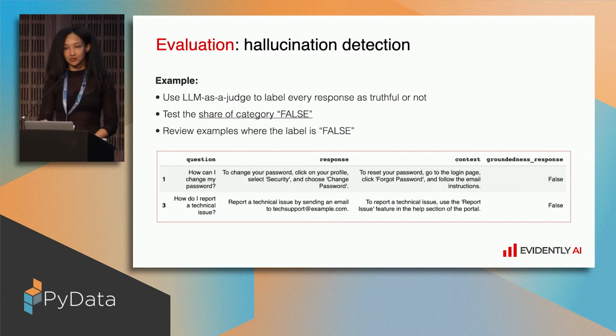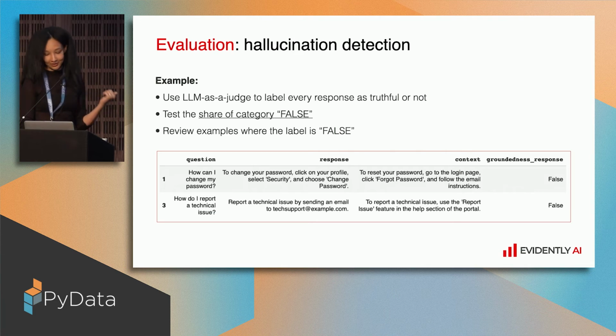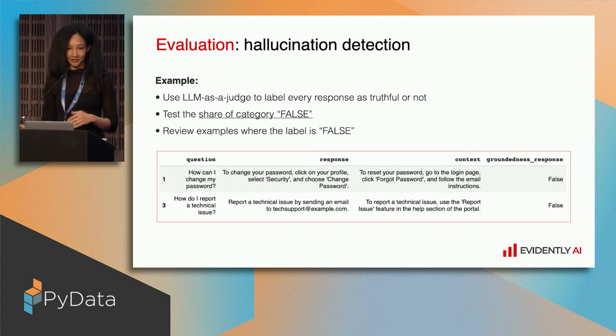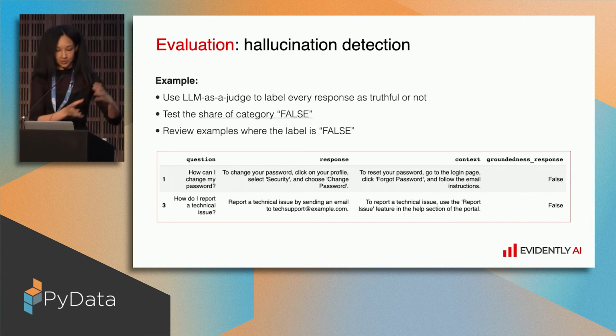But we have some context derived from our database, where the instruction is to reset your password, go to the login page, click forgot password, and follow the email instructions. So definitely the instructions are quite different. And of course, you can ask the LLM whether the response actually follows from the context, and I believe it will say no. Or you can go for semantic similarity and just calculate the distance between the response and context, and it should be a pretty big distance, right?